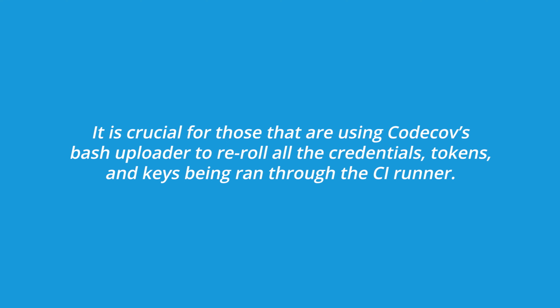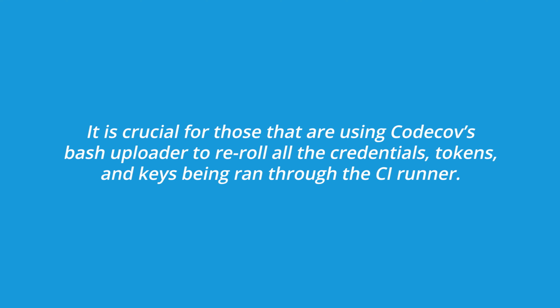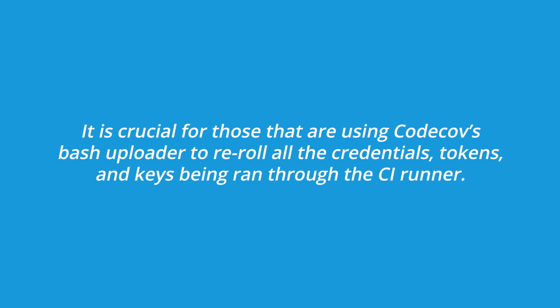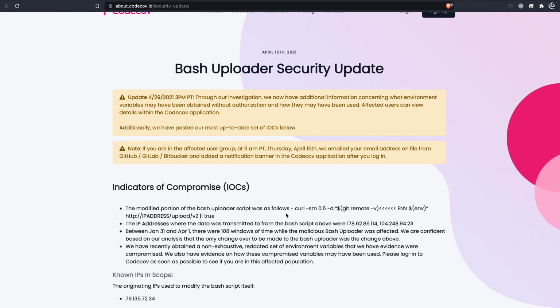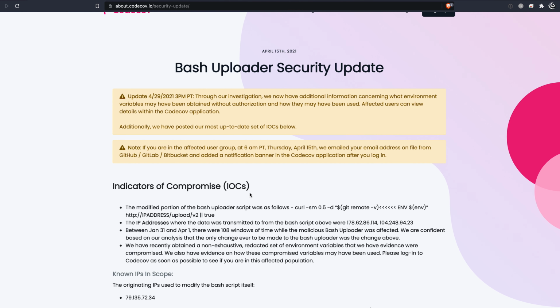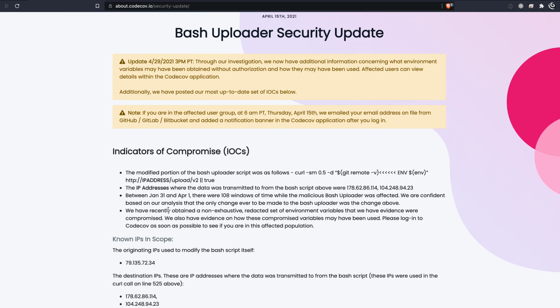It is crucial that those that are using Codecov's bash uploader re-roll all the credentials, tokens, and keys being run through the CI runner. There are a few steps that you can take in order to verify the credentials being run through your CI runner. One being to run the environment command in your CI pipeline. If anything is returned from the command that is deemed private or sensitive, it is strongly recommended to re-roll those credentials to new ones. Additionally, Codecov has since published the IOC IPs of the threat actors on their site.